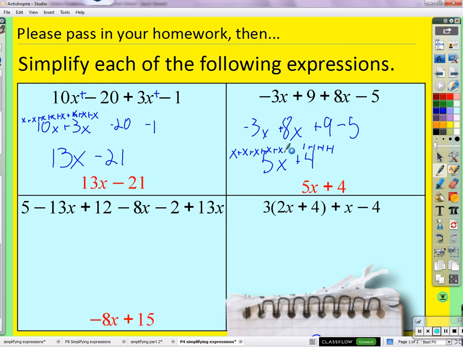So 5 x's plus 4 ones is 5 x's plus 4 ones. There's no way to put those together. If I try to add them together and say I have 9 of something, it's nonsense, because there's not 9 of any one kind of thing. There's 5 of those things, 4 of those things. So we're done.